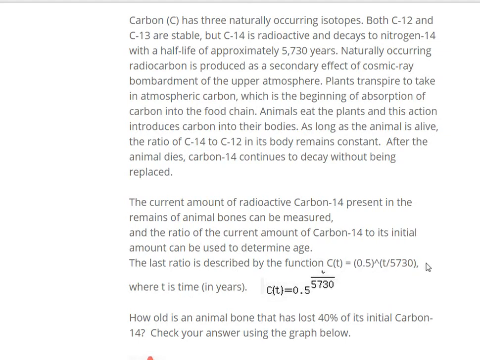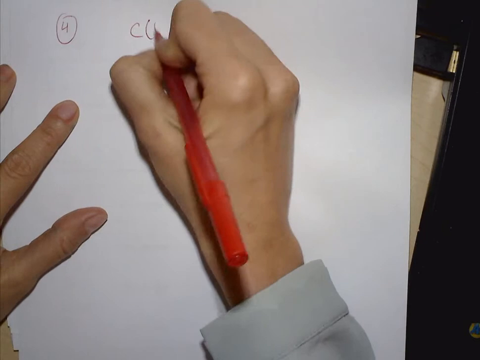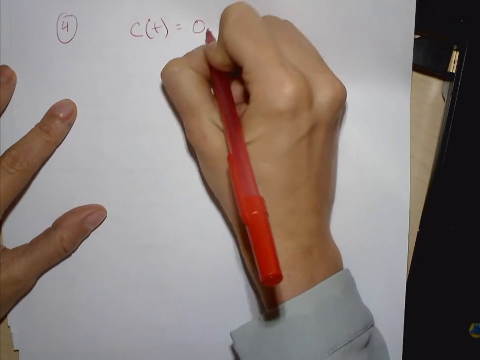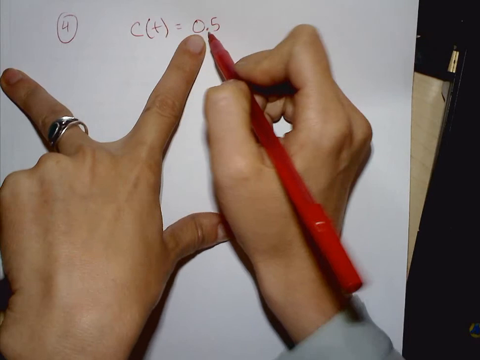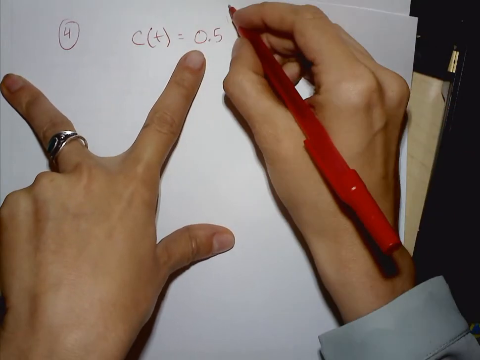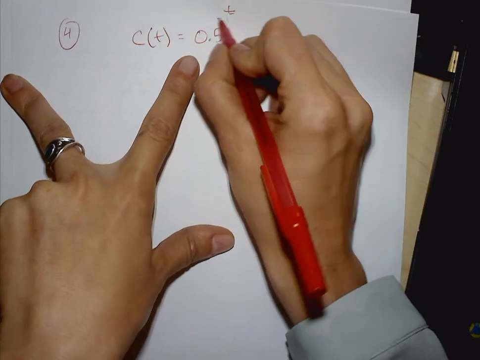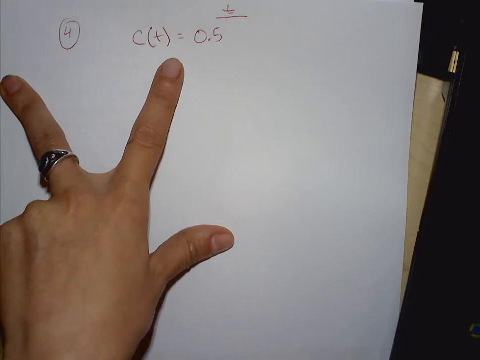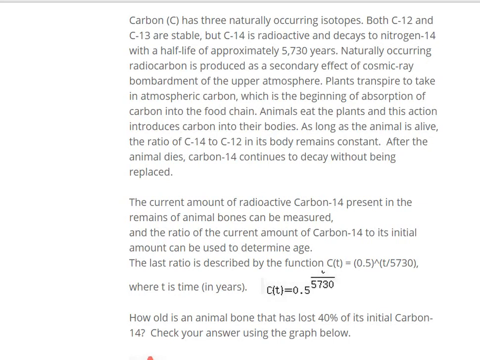Okay, so this is the function that we're going to be using, which is the same as this function here, but it got cut off, that t. T is the time in years. So I'm going to write this equation on my paper. It was C of T is equal to 0.5, which is the same thing as 1/2. So we're talking about half-life here. I could write 1/2 to the T over, what was it? 5,730.